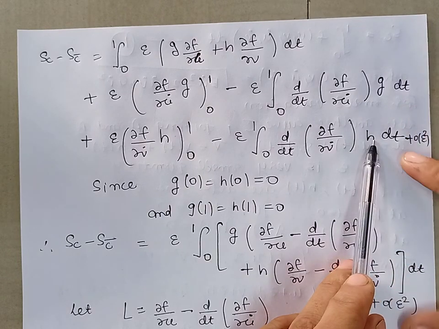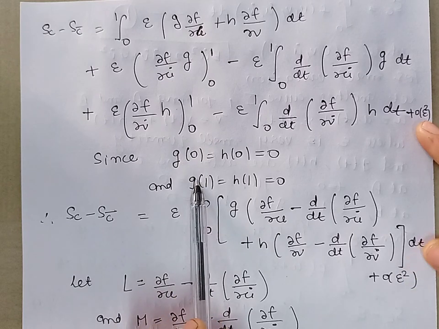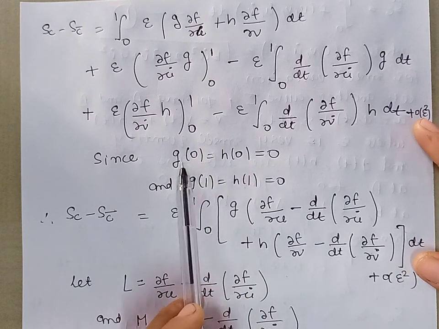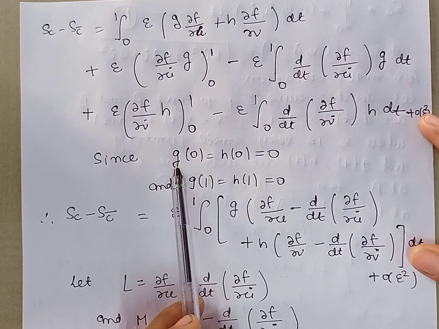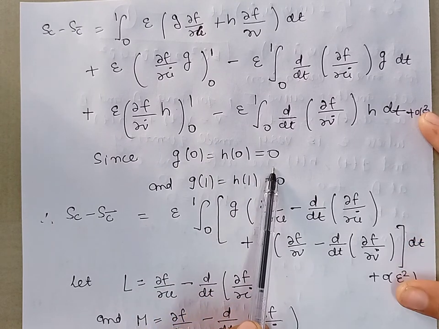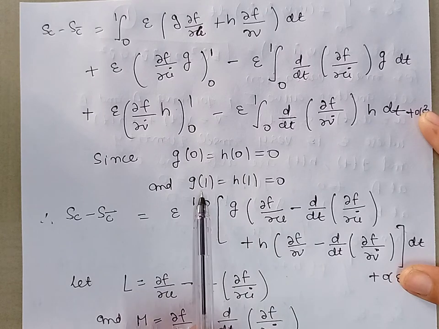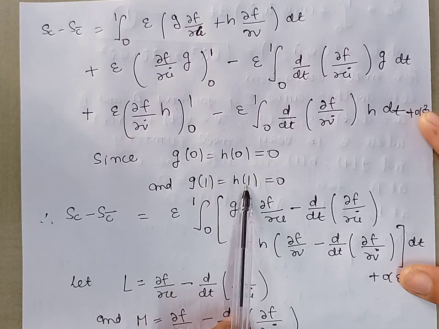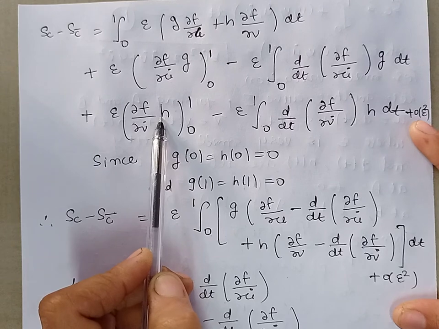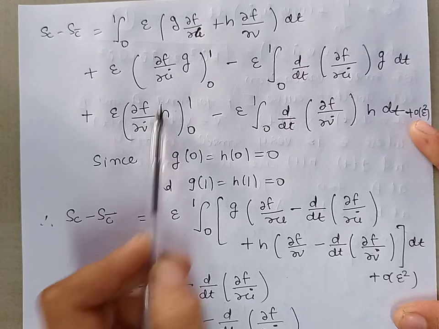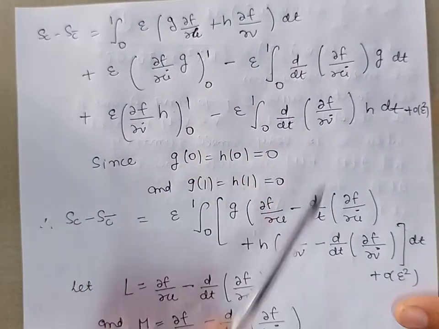Now as we have the conditions for the functions g and h, both the functions vary at the points a and b. At the point a, the value of t is 0, and corresponding to that the values of functions g and h are 0, and also at the point b the value of t we have taken as 1, and at t equal to 1 the values of g and h are 0. So these two terms will become 0, and now we can combine the terms with g in one bracket and the terms with h in one bracket.